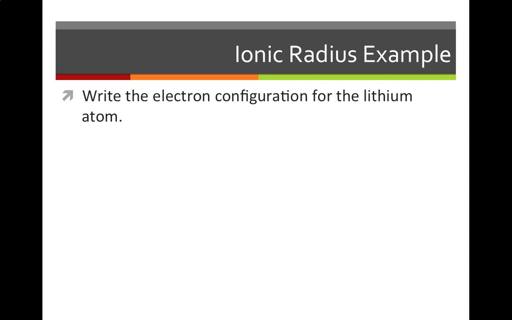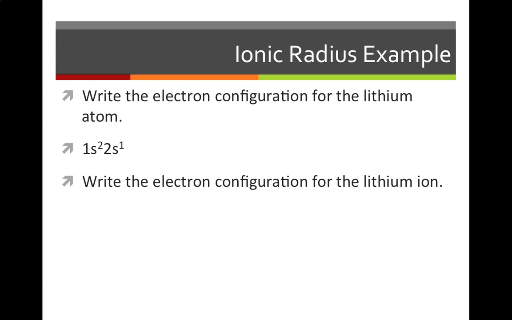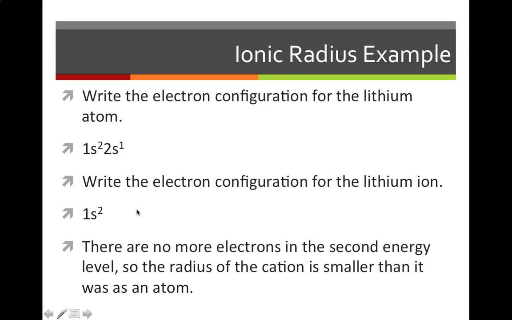So lithium would have an electron configuration of 1s2, 2s1. The electron configuration for the lithium ion after that metal has lost its one valence electron would be 1s2. So we can see that there's no more electrons in the second energy level, so the radius of this cation is smaller than it was as an atom. So Li1+ is smaller than Li.